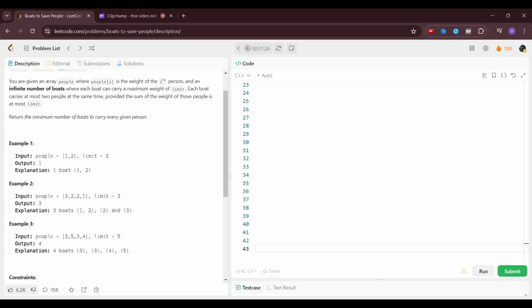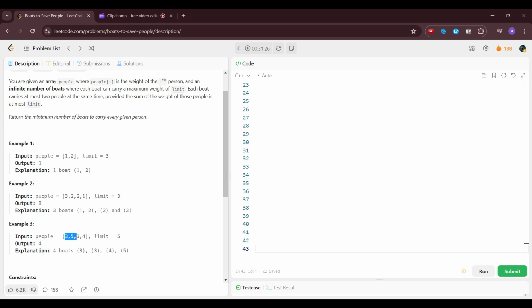And then let us take one more example where we have people as 3 2 2 1, and we are given limit equal to 3. Now for this case we need to make sure that we use the minimum number of boats to carry every person. So with 3 as the limit, we can consider 1 2 as our first boat, and then we can pick only 2, and then only 3, and for this we are going to use 3 boats.